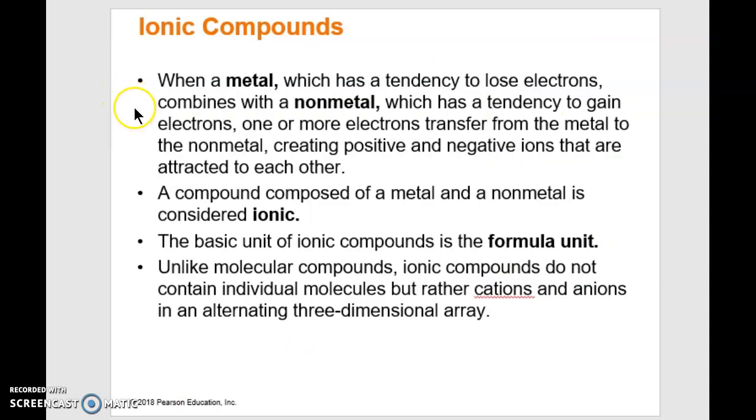So in an ionic compound, a metal has a tendency to lose electrons and combines with a nonmetal, which has a tendency to gain electrons.